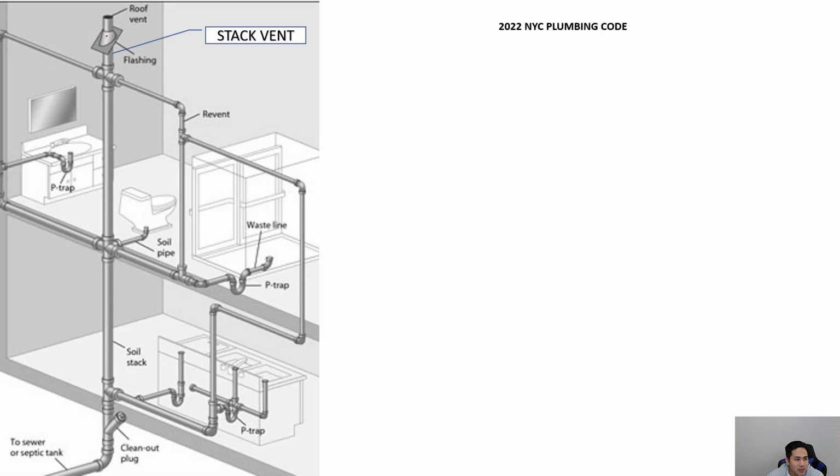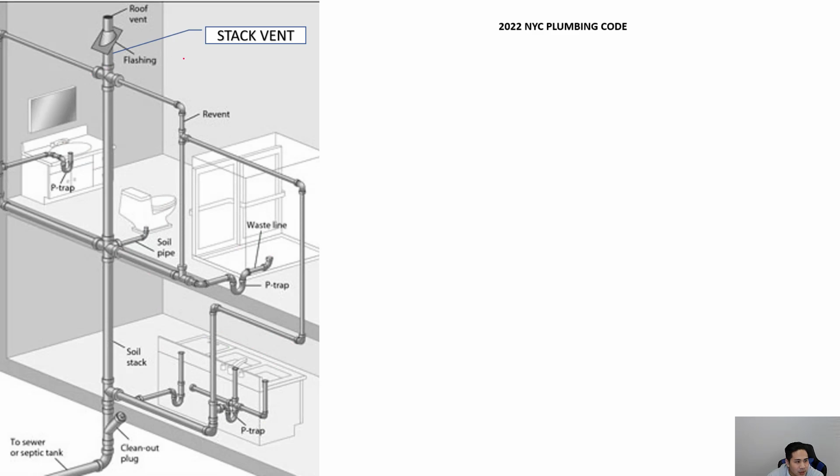Okay, on the left here is a basic diagram of a plumbing system. This here is the soil stack. And everything is connected to the soil stack. As you can see, the water closet here, this is the shower, and this is a lavatory, as well as this kitchen sink here.